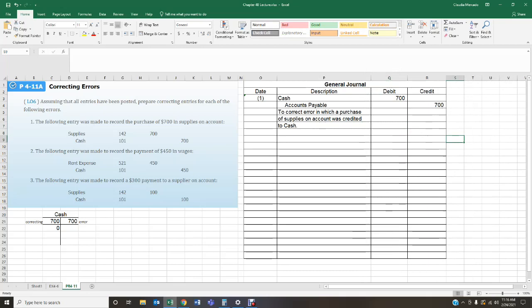So my supplies entry was originally posted correctly. I'm not going to touch that one because that's correct. The only thing I'm touching is the account that was credited incorrectly in this particular case, which was cash. So I'm going to reverse that entry that was done incorrectly. I reversed it up here, and then I posted the correct entry, which was that accounts payable should have been credited. Whenever you're fixing an error, identify what was done right and what was done wrong. Whatever was done right, you leave as is. What you're going to focus on fixing is what was done wrong. That is transaction 1.